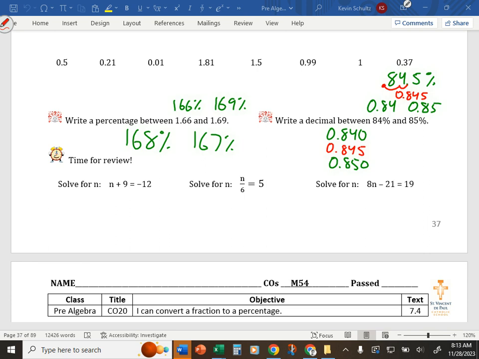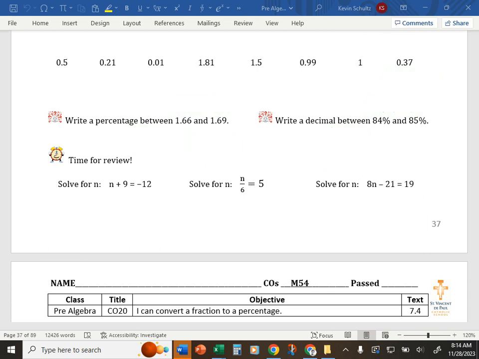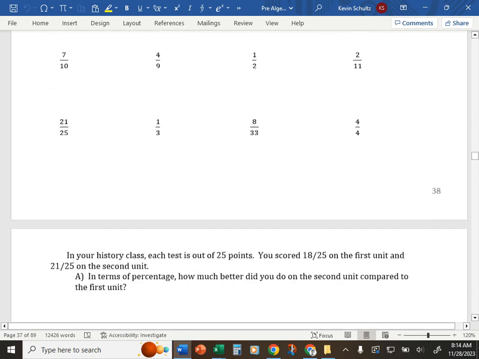Okay? So 19 is homework for tomorrow. We are also going to be doing number 21 today. So skip 20.